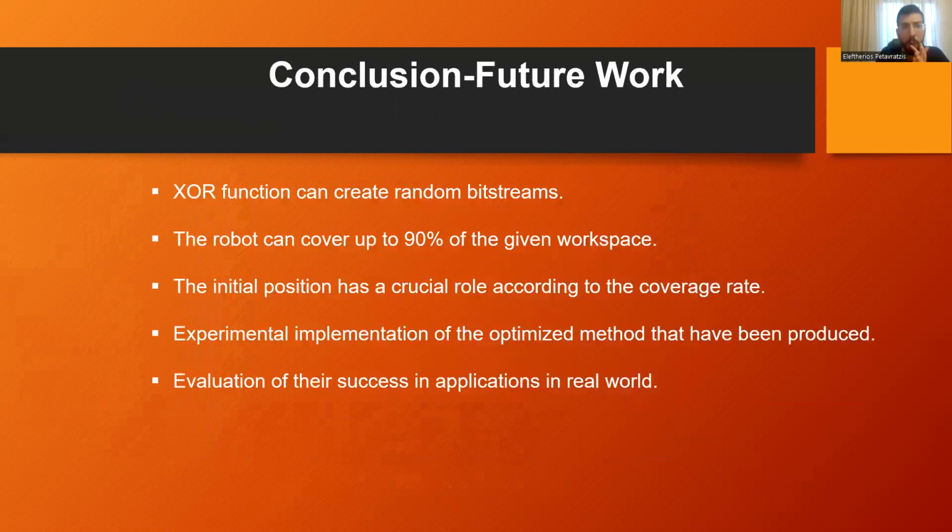So to conclude, we can say that we used an XOR function in order to create random bit streams, and you can notice that indeed our bit streams are random. Our robot can cover up to 90% of the given workspace, as you can see from the statistics that I have shown you. Of course, the initial position plays a crucial role in the coverage rate, and of course, in the number of visits.